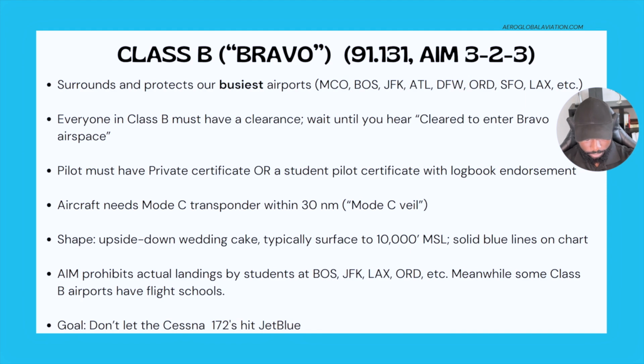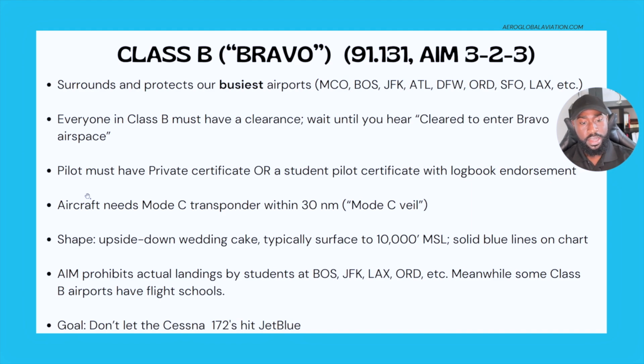So think about JFK, MCO over here in Orlando, the Atlanta airport, Dallas Fort Worth, Chicago ORD, San Francisco and LAX, and there are more airports like that. The airspace around those airports is typically Class Bravo airspace. Everyone in Class B must have a clearance, and you need to wait until you hear "cleared into the Bravo airspace." This is very important, because when you're flying, you need to pay attention and make sure you're not entering Class Bravo airspace. Before you fly into it, you need to make sure you hear the air traffic controller telling you you're cleared into the Bravo airspace.